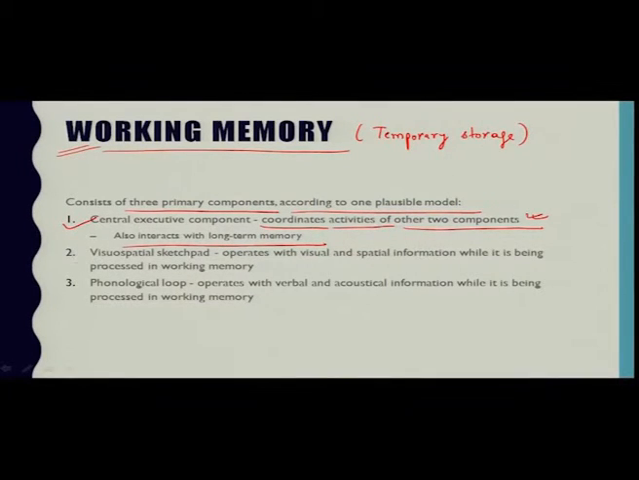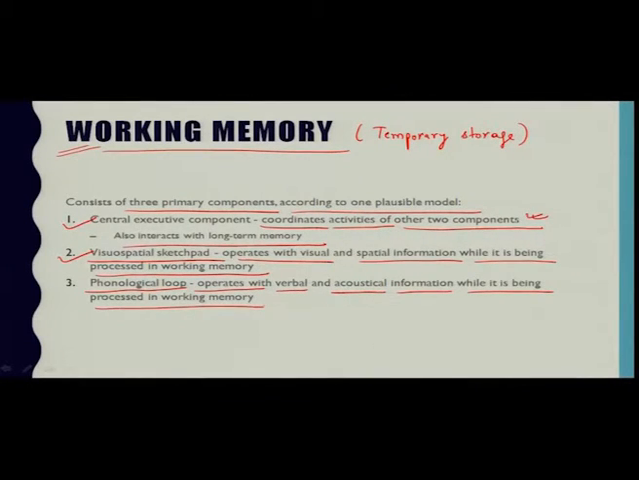The second kind of component of working memory is the visuo-spatial sketchpad. It operates with visual and spatial information while it is being processed in working memory. The third kind of component is the phonological loop. It operates with verbal and acoustical information while it is being processed in working memory. So basically for all these components, attention resources are required to keep an information item active in this particular memory.